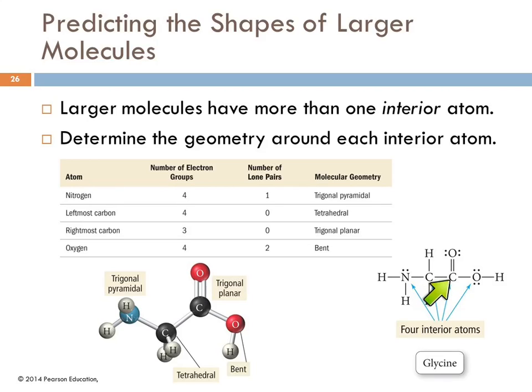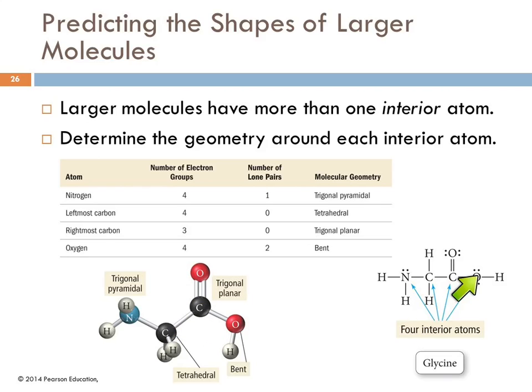This carbon, how many groups? 3. The double bond is 1 group. 3 groups form what shape? Trigonal planar. Any lone pairs? No. Then the shape, molecular shape, is the same as the electron geometry. So that one's trigonal planar. That one's flat in the plane of the screen.